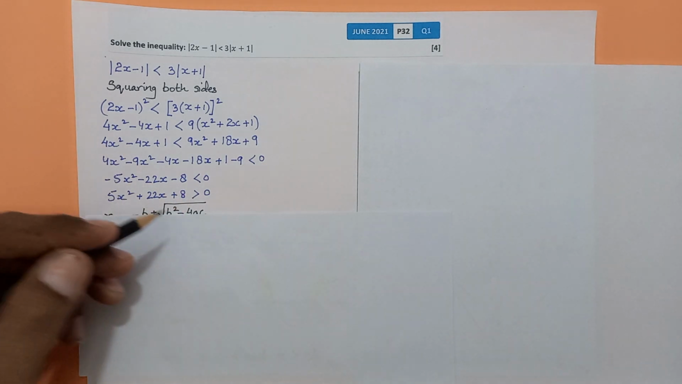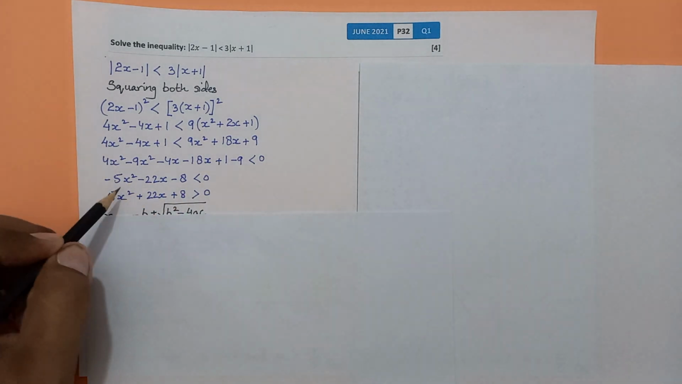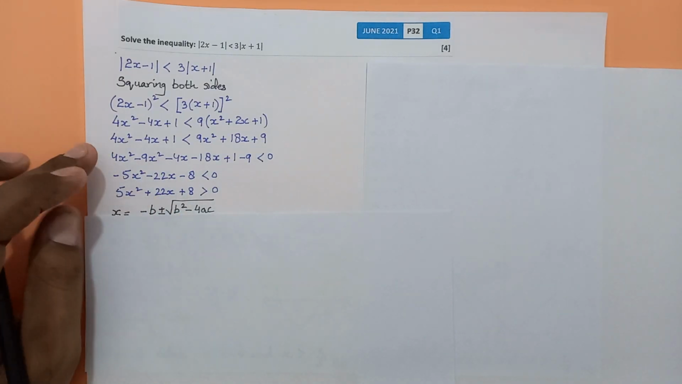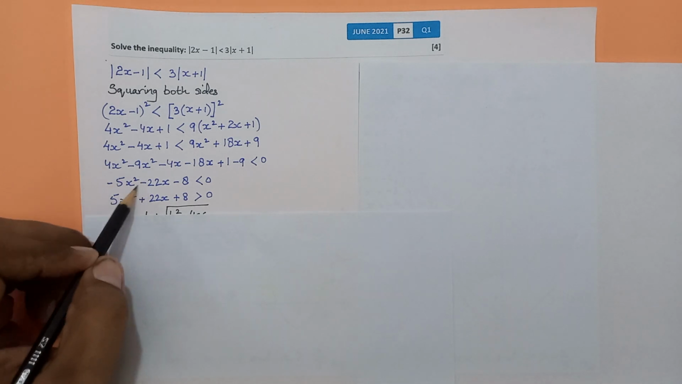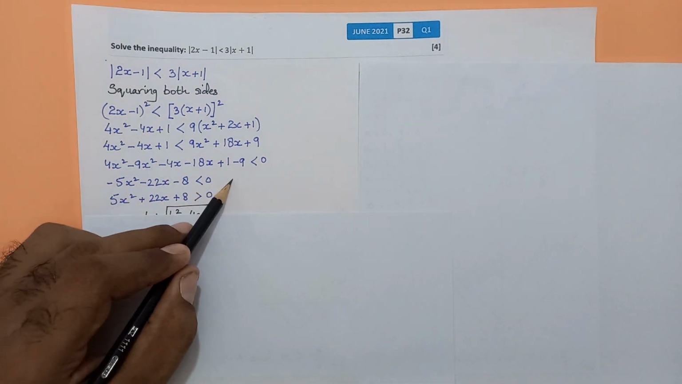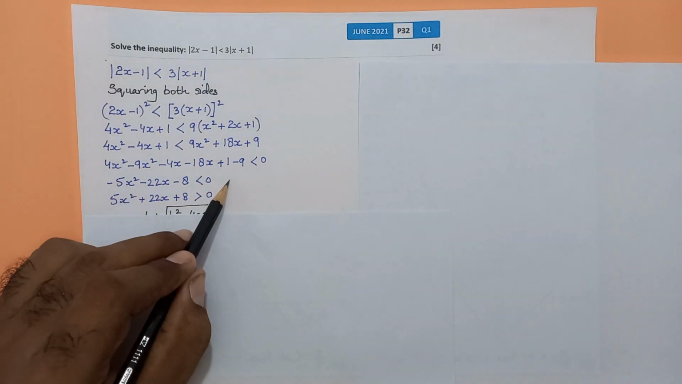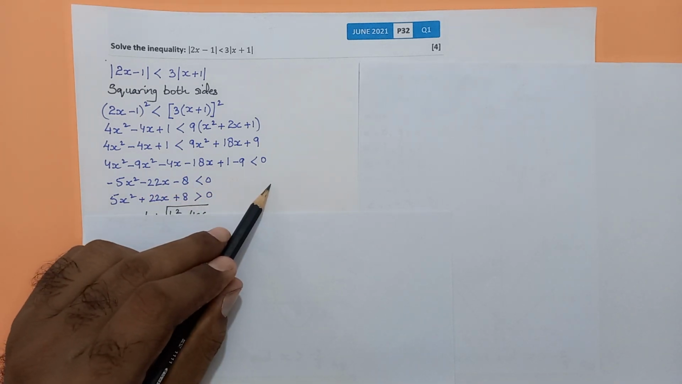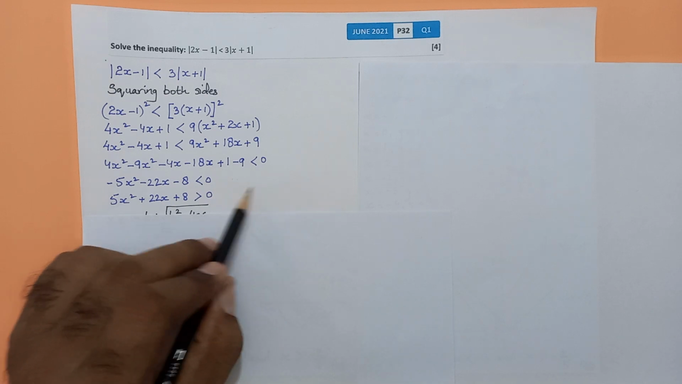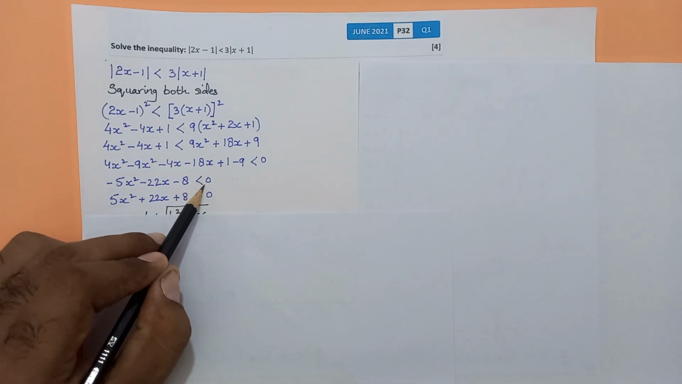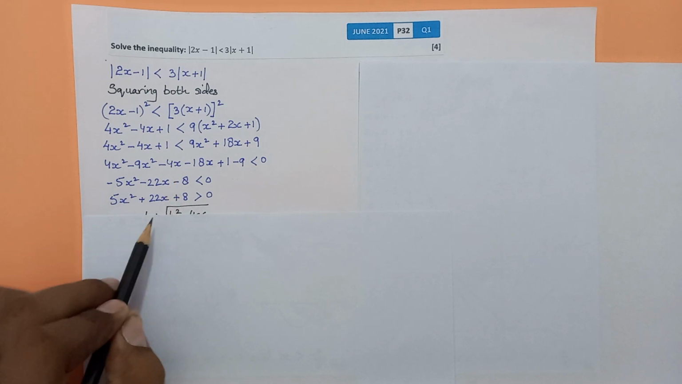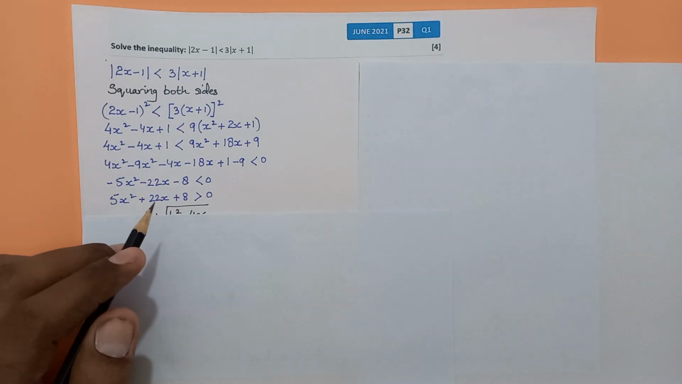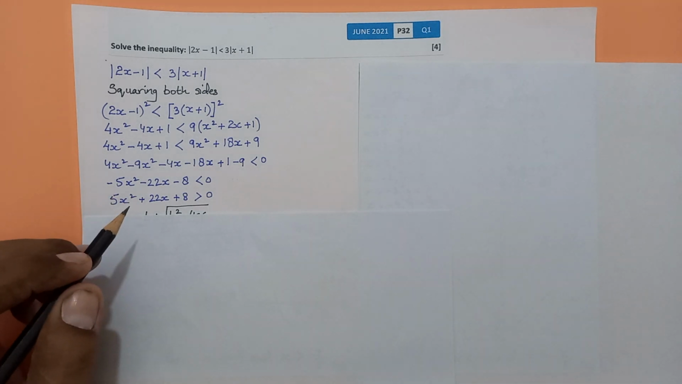Or look at it another way: just move all of them to the other side of the inequality. Then -5x would become positive, -22 would become positive, -8 would become positive. So everything would be here, greater than, and 0 on the other side, and that is what I have written over here. It is totally up to you how to understand and work on it.